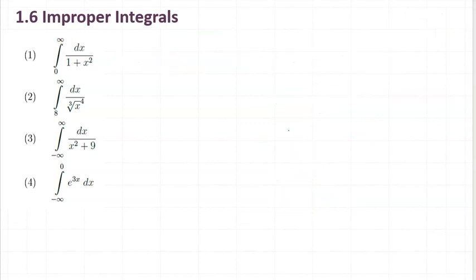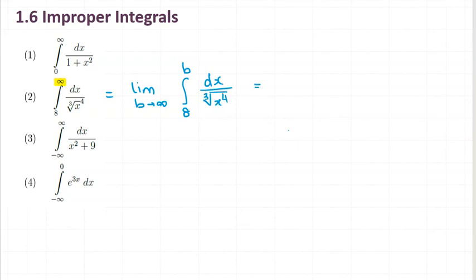Okay. So in the same way, if you look at question number 2, again the upper limit is infinity. So the only thing you have to do is write it in the limit form. Limit b goes to infinity. You can use any alphabet. You may use here a. Okay, so this becomes integral 8 to b dx over cube root of x to the power 4.